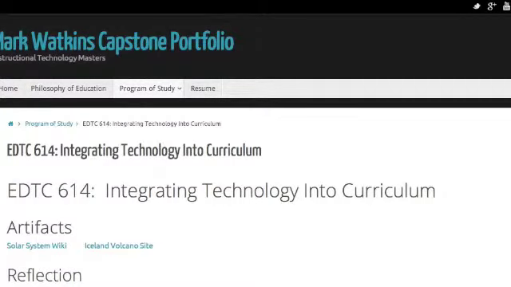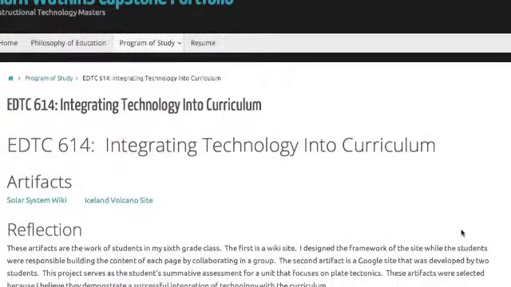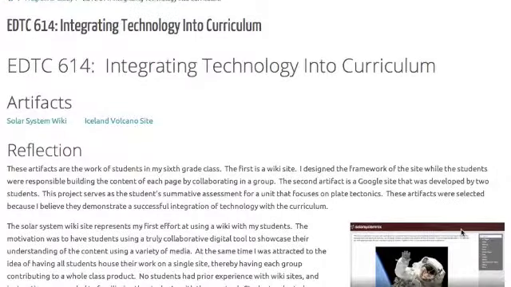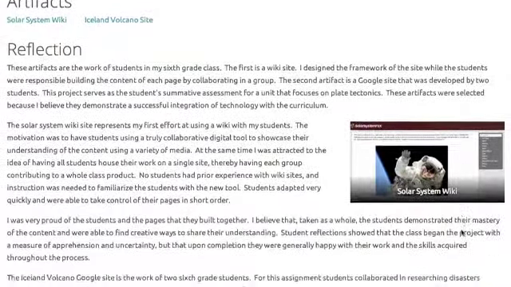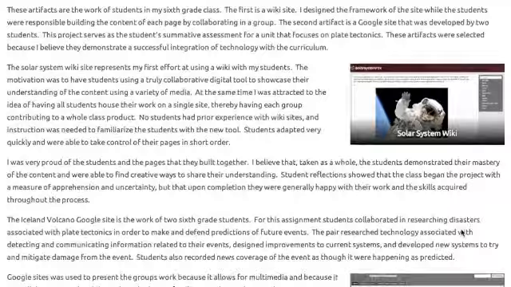As usual, you can browse these artifacts in greater detail by going to the EDTC 614 Integrating Technology into Curriculum page underneath the Program of Study in my Capstone portfolio. In addition to the artifacts that I previewed, you'll see a little bit more of a detailed reflection about how that whole process went, as well as other things that I learned throughout the class.